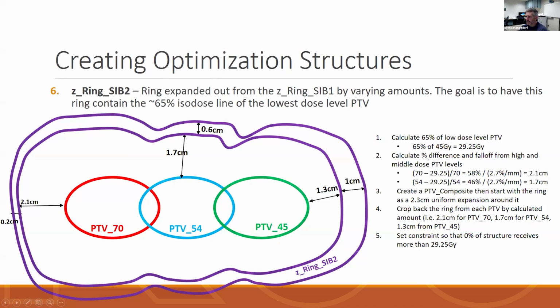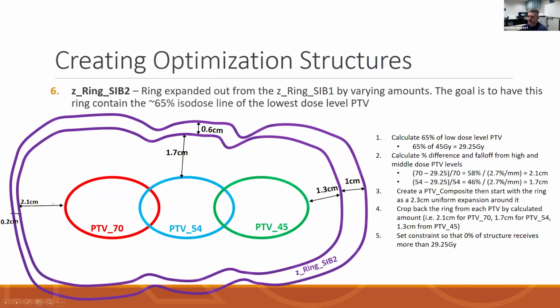So that means we have to crop back this ring from the highest dose level PTV, PTV 70, by 2.1 centimeters. And then for our PTV 54, after doing all the math, we need to crop the ring back by 1.7 centimeters from the PTV 54. And then it'll be 1.3 centimeters cropped back from the lowest dose level PTV. And again, you'll create this structure using a similar formula. First, you'll create a PTV composite and then start with the ring as a 2.3 centimeter expansion around that composite structure. And then you'll crop back the ring from each PTV by the calculated amount. So 2.1 cm for PTV 70, 1.7 cm for PTV 54, and 1.3 cm for PTV 45.